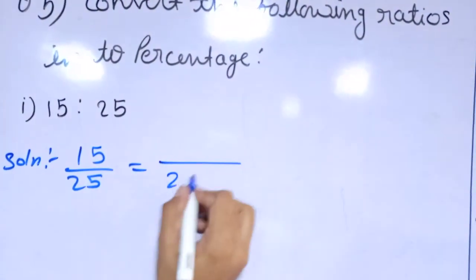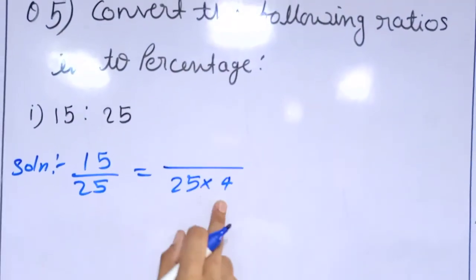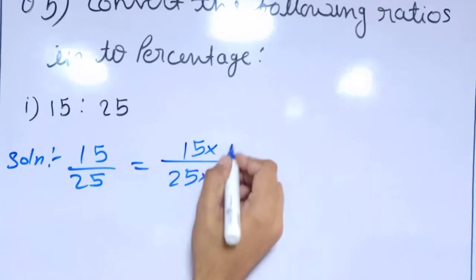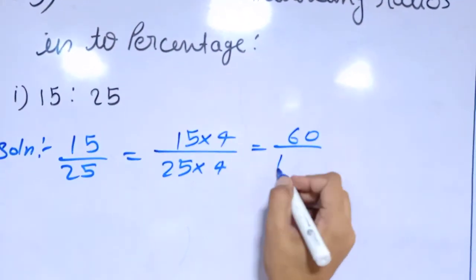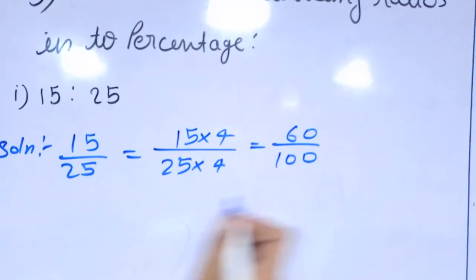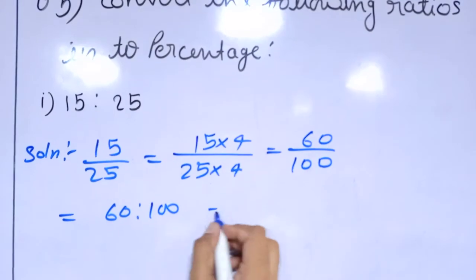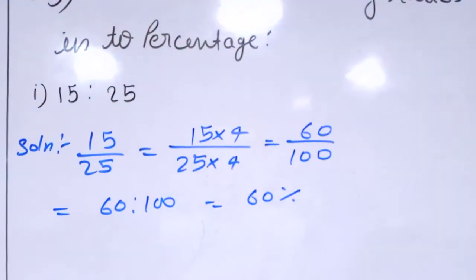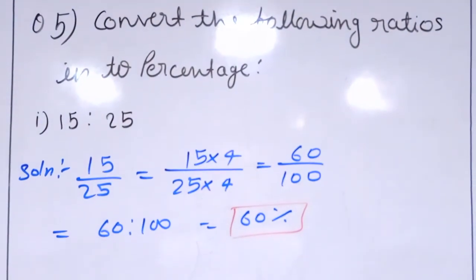So we know very well 25 × 4 is 100. If we are multiplying the denominator by 4, the numerator is also multiplied by the same number. 15 × 4 is 60, 25 × 4 is 100. We got the denominator 100, so we can write 60 is to 100, or 60 percentage. This way we find out the percentage of the given ratio.